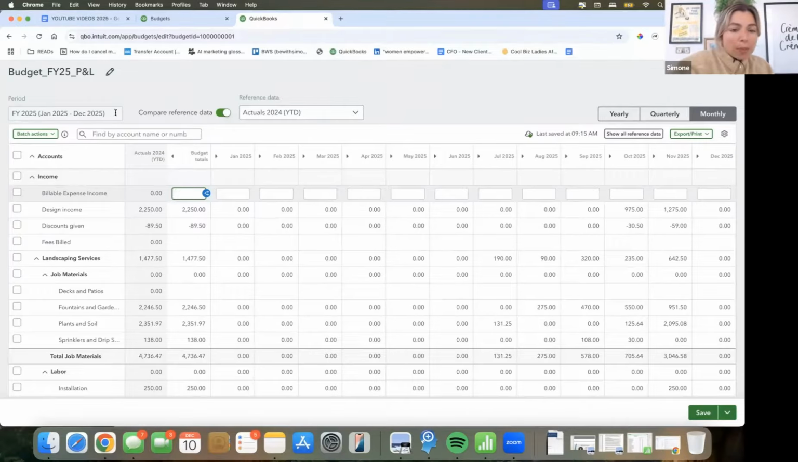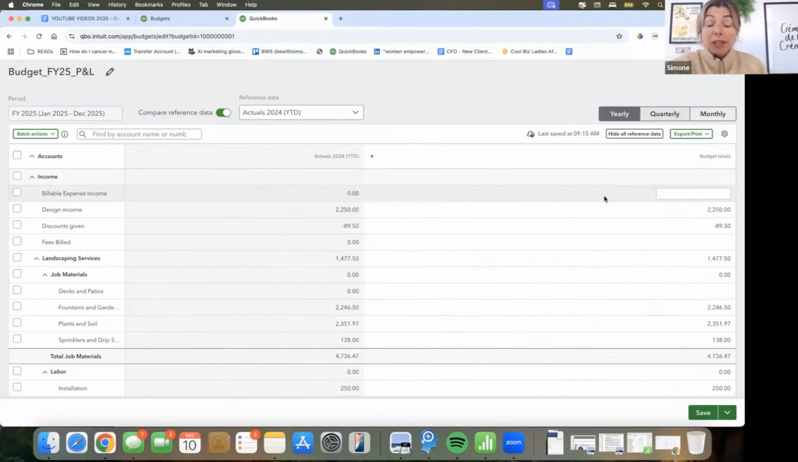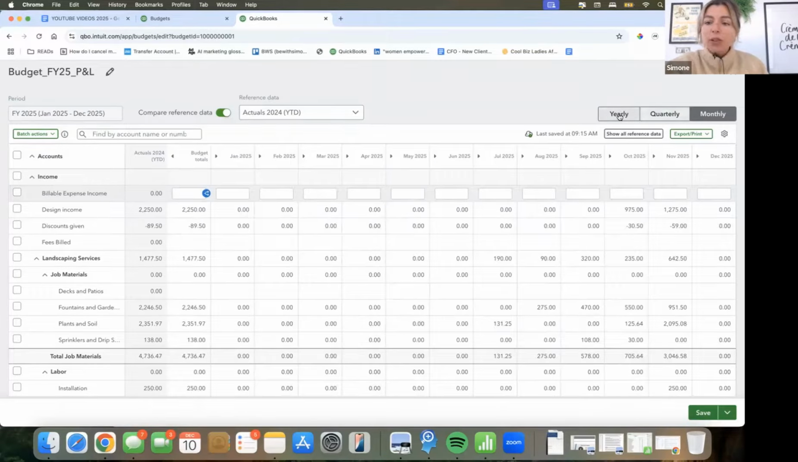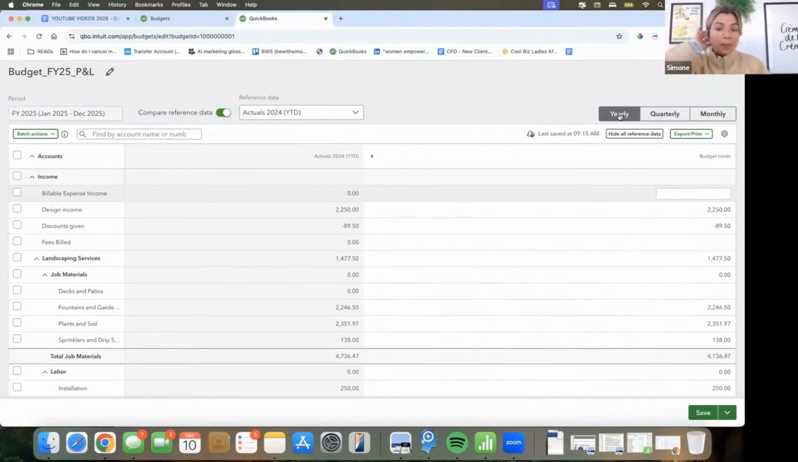goals in. We've got this period, we're comparing reference data, and then we can look at it yearly, quarterly, or monthly. What I like to do first is really break out what are our annual goals. And then from there, we can start looking at the month. So here are actuals in 2024. I'm just going to orient ourselves.